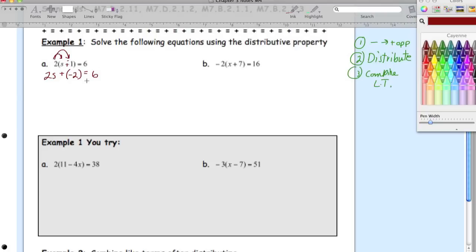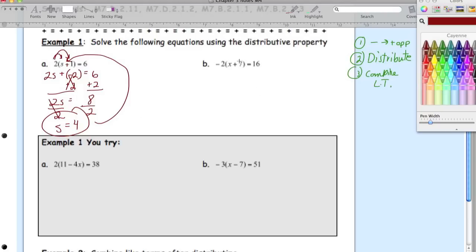Now we have a 2-step problem like we just learned. We want to get s by itself, so I get rid of this negative 2 by adding 2 to both sides. Those cancel, and I get 2s equals 8. 2 times s, so I do the opposite and divide. s then equals 4. And we want to check it by substituting it back in, but we're good.